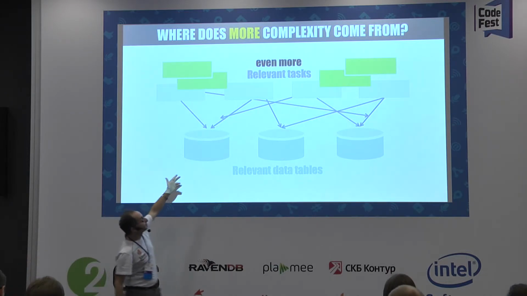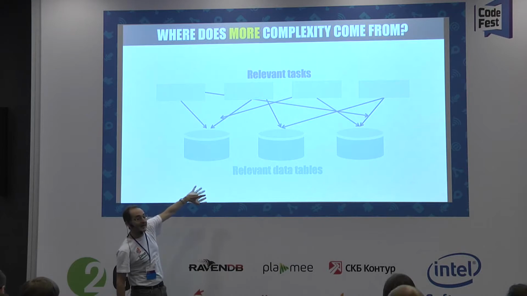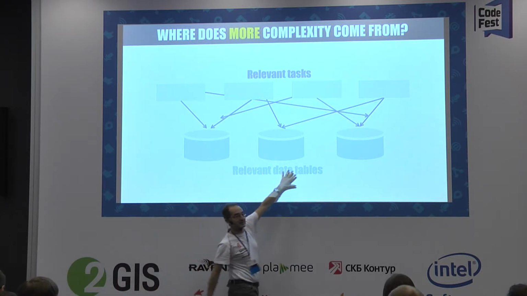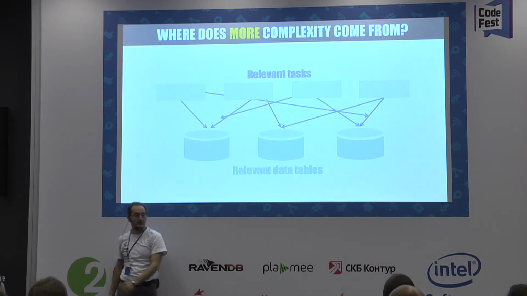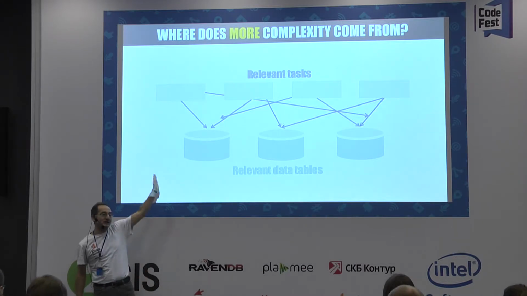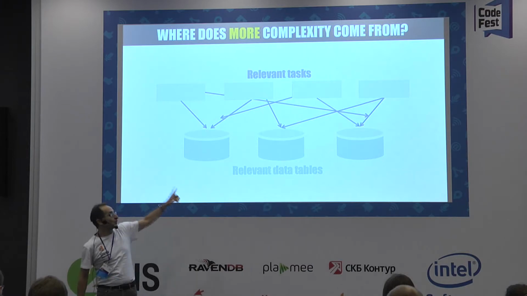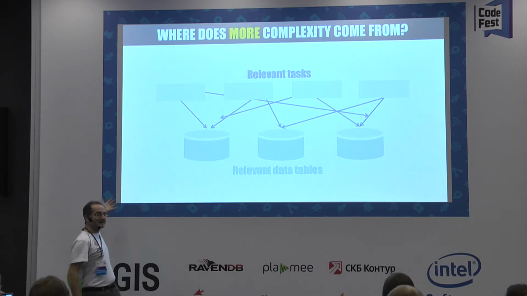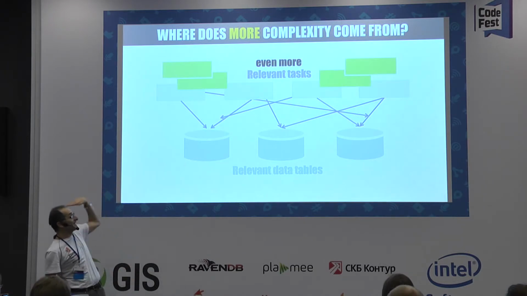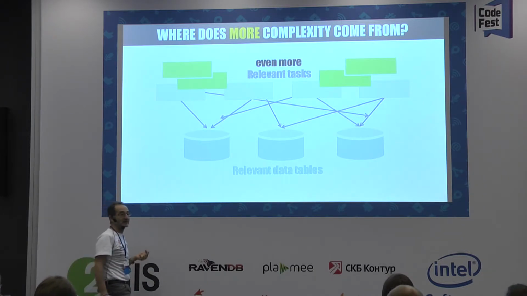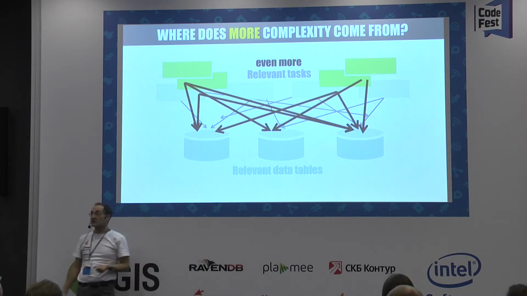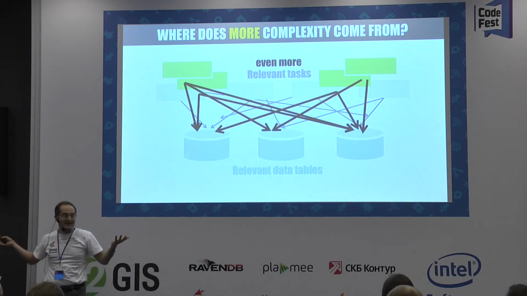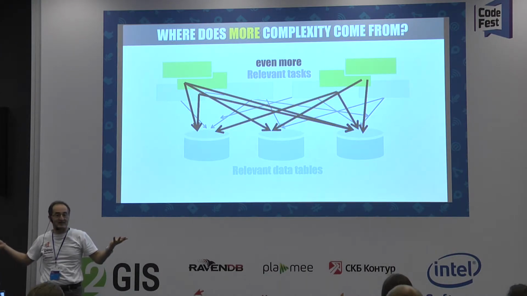Instead, when you have relevant data, relevant tasks, and some of the arrows, and your approximation of the real world with this schema is not that good, at some point you figure out that there are even more relevant tasks and even more arrows, and this is called a mess, a total disaster.